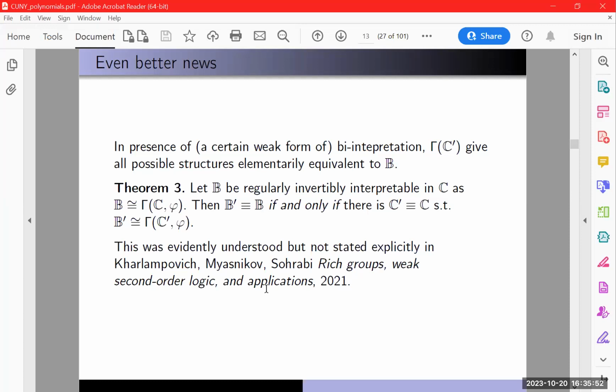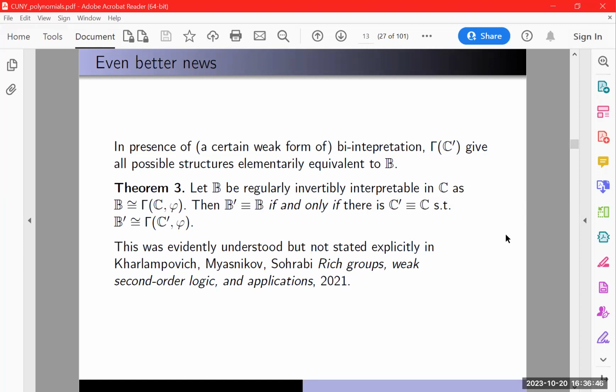Now there is even better news. This gets even stronger than I've been telling so far, because under some mild, well, not mild, arguable, but let's say reasonable additional assumption, and I'll explain what the assumption is, this way of producing elementarily equivalent structures to a given structure B actually produces all of them, not just some. As I said, a lot of this stuff appeared in those 3 papers by Alexey, Olga, and Mahmoud. This is one of the statements that is implicitly present there. It just wasn't stated out loud, so to say.